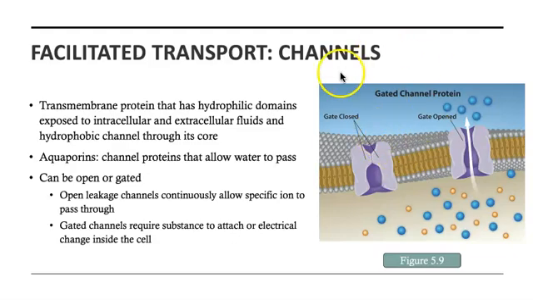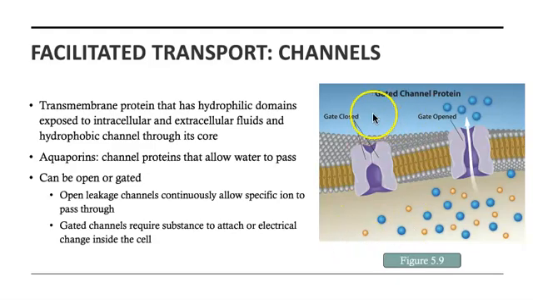One of them are going to be aquaporins, and these channels are specific to water to allow them to pass through. And these channels can either be closed or open, and sometimes we need a certain trigger in order to open them up if they are closed. Other times they are open all the time. So we call them open leakage channels if they are going to continuously allow that ion to pass through. And we use things like the concentration gradient to assist with that.